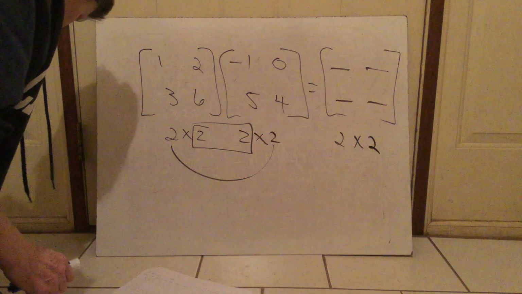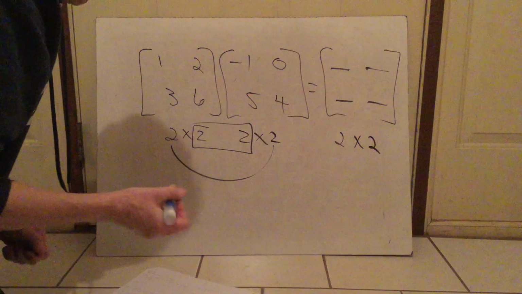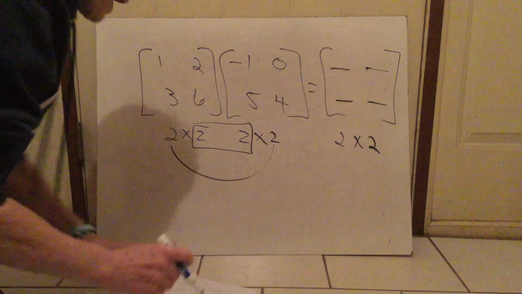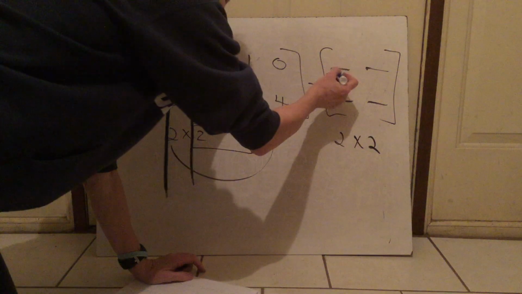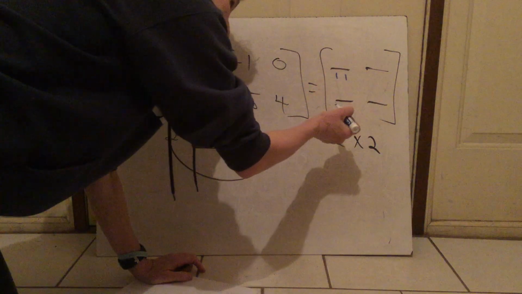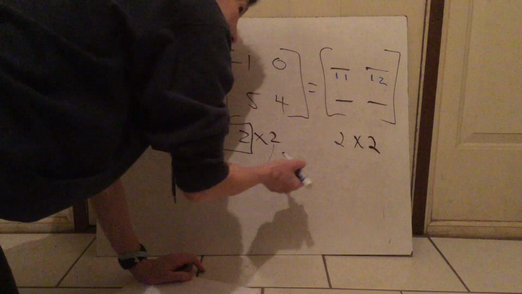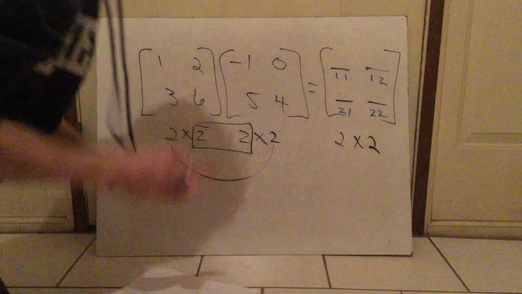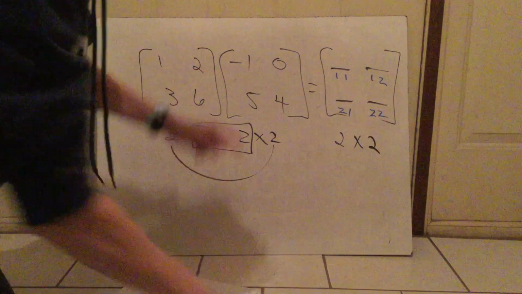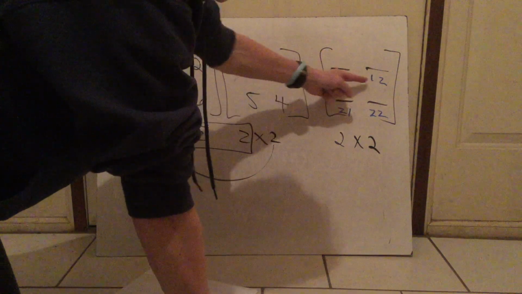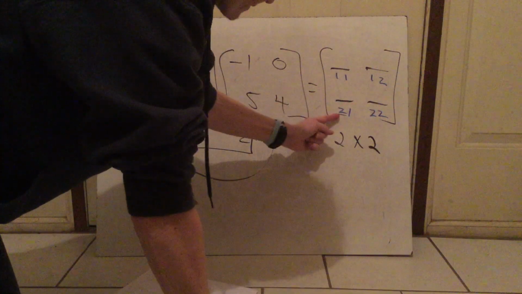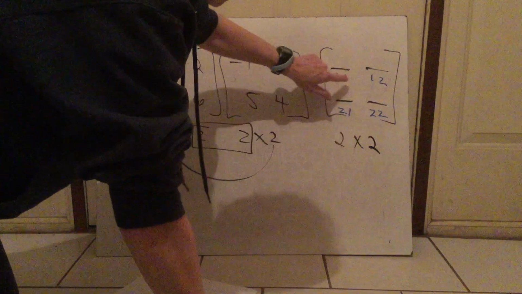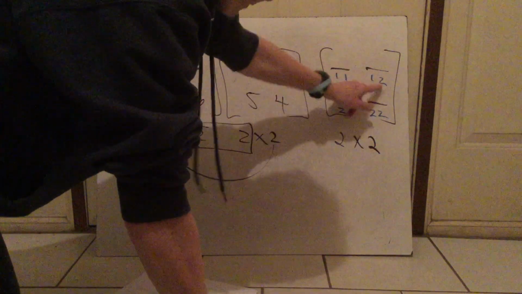Now, I think it's easiest to go ahead and label those positions. You don't have to do this, but this spot right here is the first row, first column, first row, second column, second row, first column, second row, second column. Remember, rows go sideways. So if you're up here, you are in the first row. If you're down here, you are in the second row. Columns go this way. So if you're here, you're in the first column. If you're here, you're in the second column.